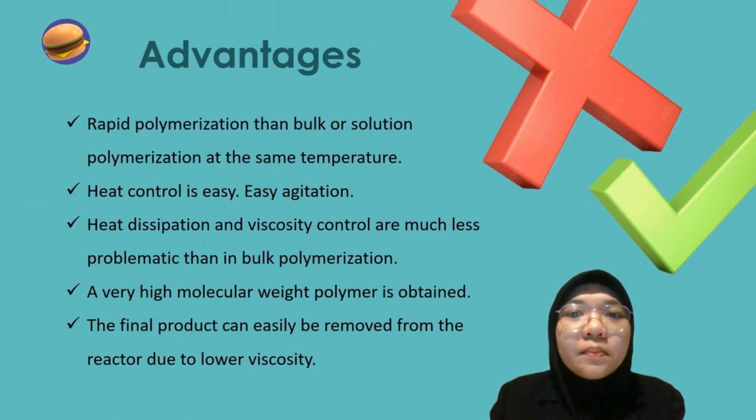Next, the heat dissipation and viscosity control are much less problematic than in bulk polymerization. Viscosity of polymer emulsion is much lower than that of straight polymer in melt phase. Stirring is also easy since emulsion polymerization generates a low viscosity mixture. Next, a very high molecular weight polymer is obtained. The average molecular weight is usually much higher than at the same polymerization rate in bulk or solution polymerization.